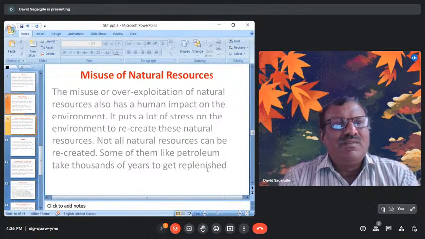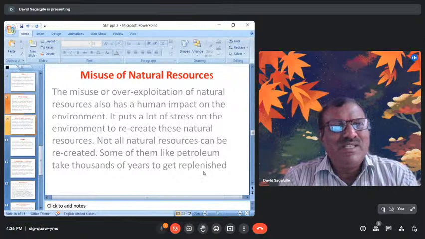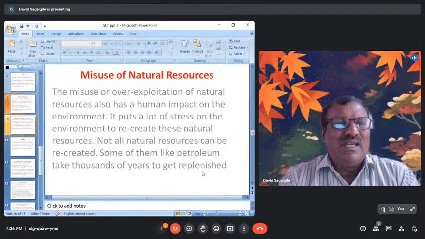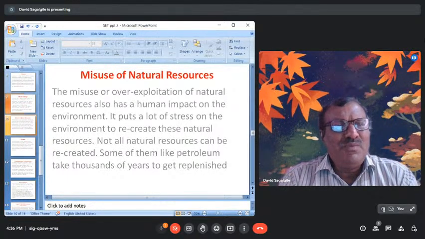Now, human beings are also misusing the natural resources. They are over-exploiting the natural resources, because of which it is creating a load on the environment, and the environment is suffering. It puts a lot of stress on the environment to recreate these natural resources, isn't it? So the environment cannot create them in one day or replenish them. So most of the natural resources are also lost.